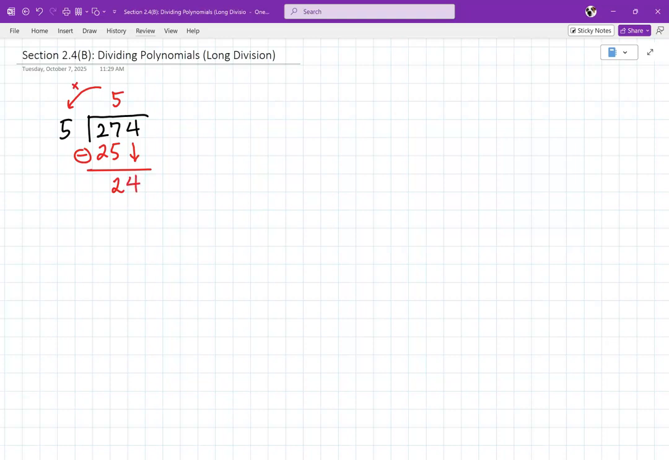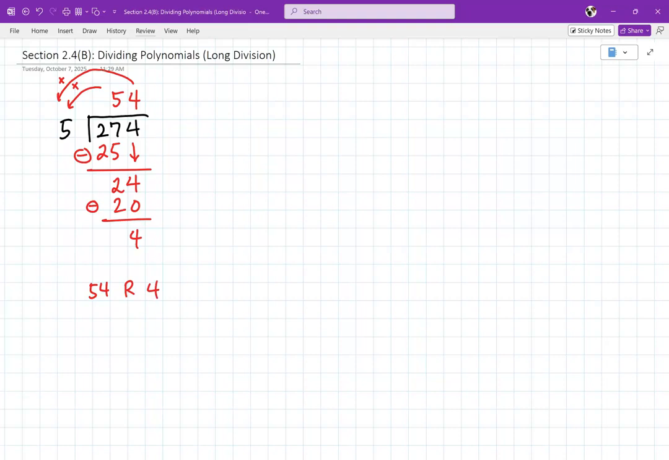And then I would say, okay, does 5 go into 24? And the answer is yes. How many times? 4 times. Then I would have to multiply again. 4 times 5, that's 20. I subtract. My result is a 4. What is that 4 called? My remainder, right? So your answer, way back in the day, 3rd grade, you would write 54 remainder 4, okay?